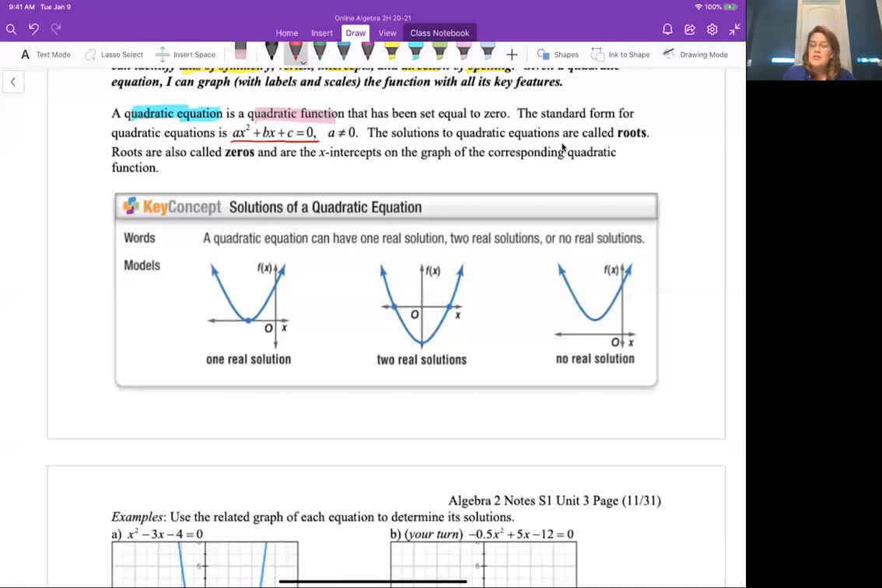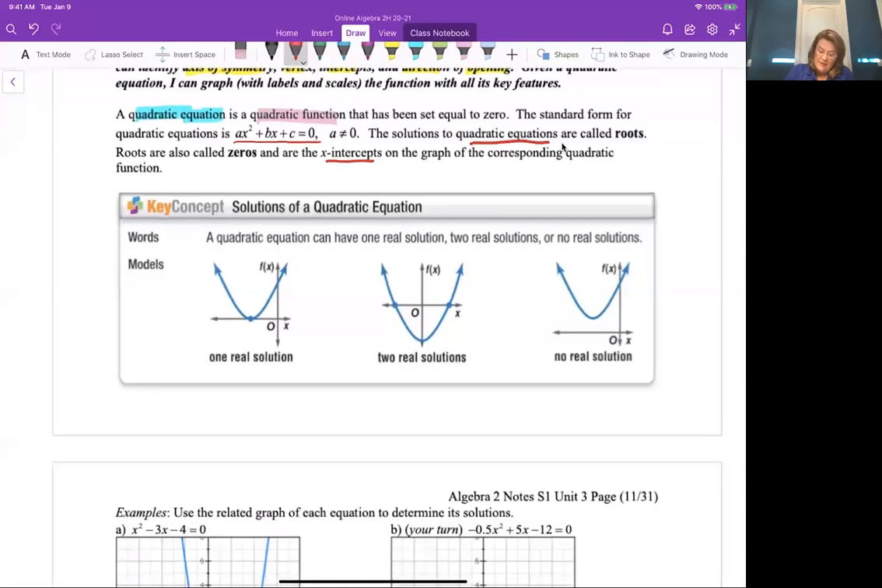The solutions to a quadratic equation are called the roots. Roots are called zeros. Let's think about that for a minute. What does that mean? Look at that quadratic equation. What does it mean to have a solution? You find the x values such that the output is 0. So all of the x values such that the y is 0 are the solutions. When y equals 0, what are we doing? We're actually crossing the x-axis. So that is the x-intercepts on the graph of that corresponding quadratic function.